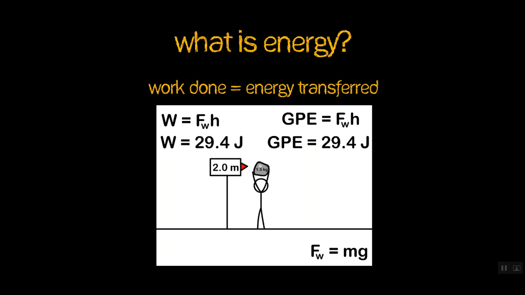If we look at the gravitational potential energy, the formula is mass, gravity, height. So if the mass is 1.5, G is 9.81 and the height is 2 meters, we get the same answer. Here we can see that the amount of work done is equal to the amount of gravitational potential energy transferred. We will see later, if he releases that stone, energy is released in terms of kinetic energy, and that is also work being done.